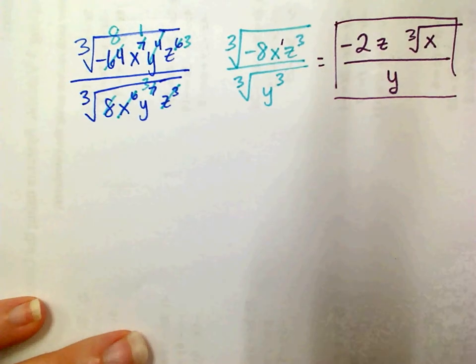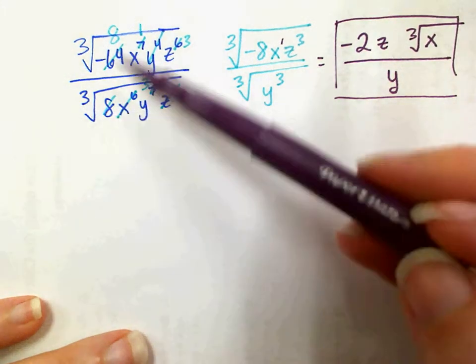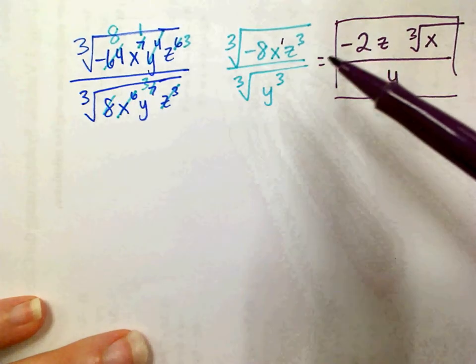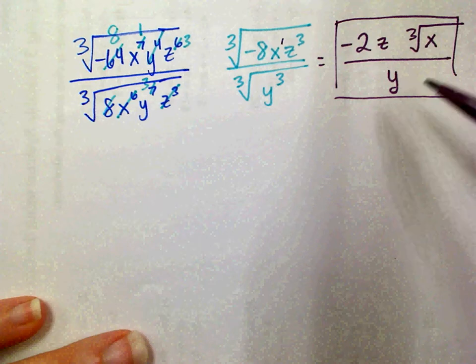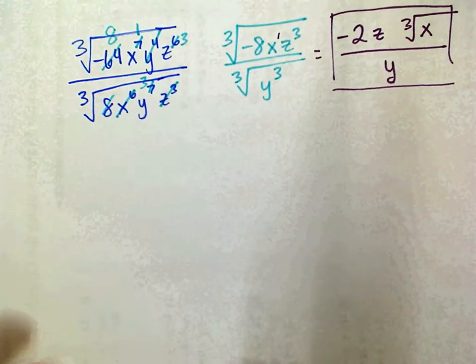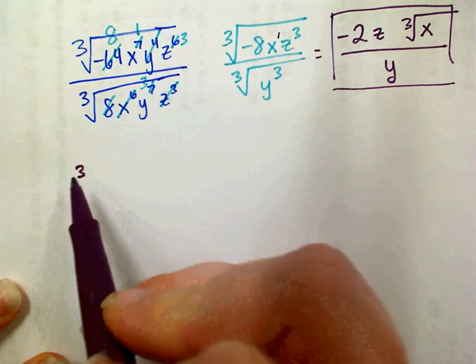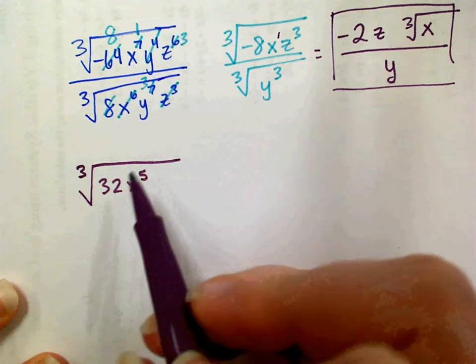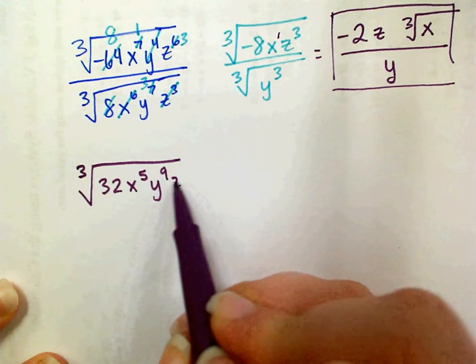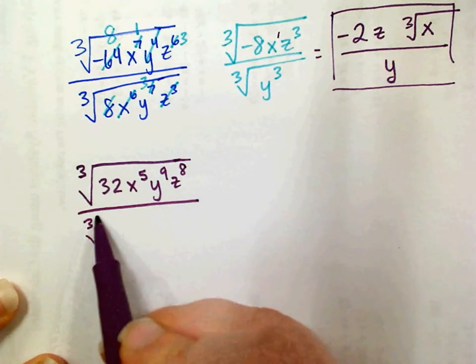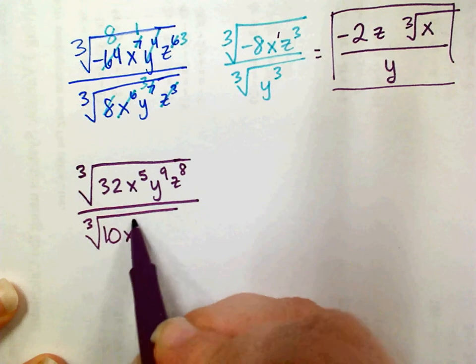So I'm going to simplify whatever I can vertically with the variables and with the coefficients. And then I'm going to start simplifying. And then if there's any root left in the denominator, then I'll rationalize. So let me write down the next one. I've got the cubed root of 32 x to the 5th, y to the 9th, z to the 8th, over the cubed root of 10x to the 7th, y to the 7th, z to the 15th.